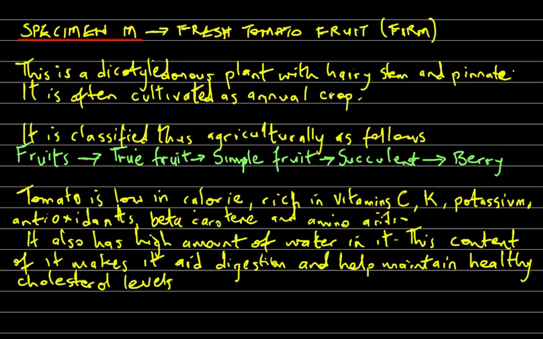Tomato is low in calories, and it is very rich in vitamin C, vitamin K, potassium, antioxidants, beta carotene, and amino acids. All of these are nutrients that can be gotten from tomato. It also has a very high amount of water, and this content gives it the ability to aid digestion and help maintain healthy cholesterol levels. So that is about the firm tomato fruit.